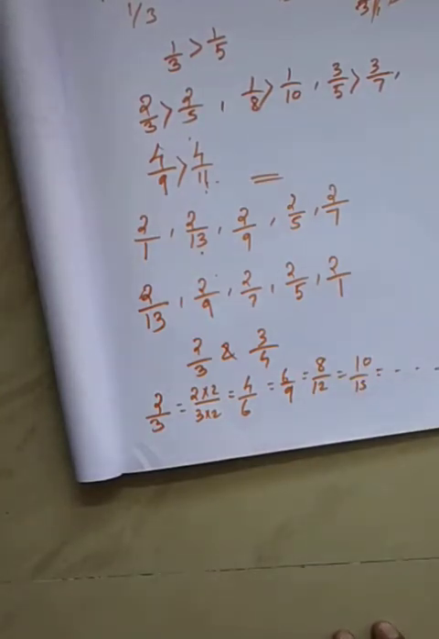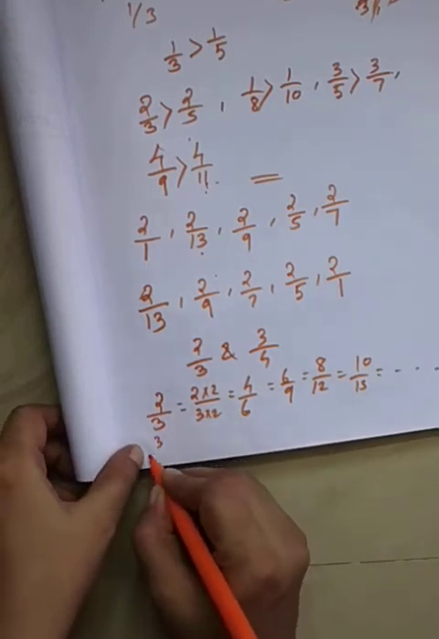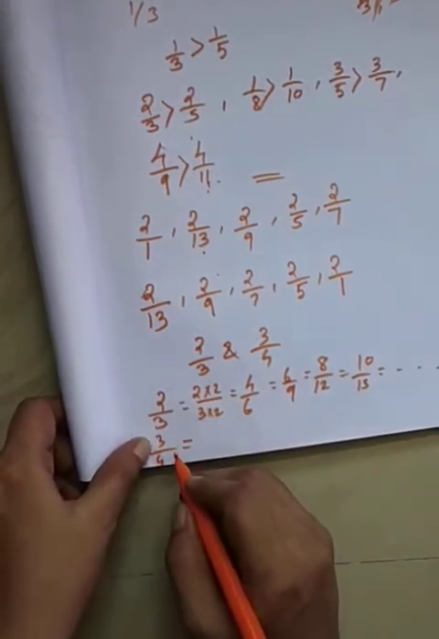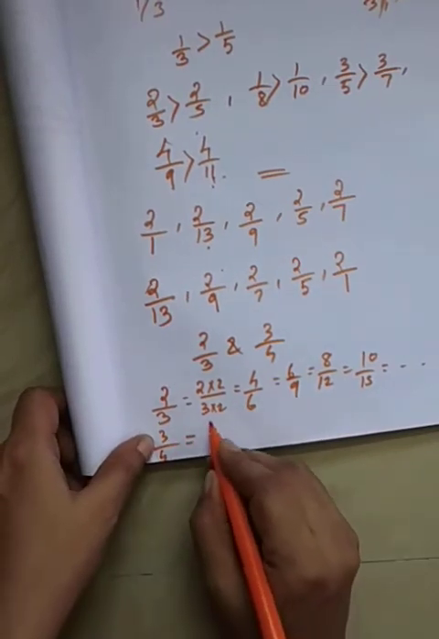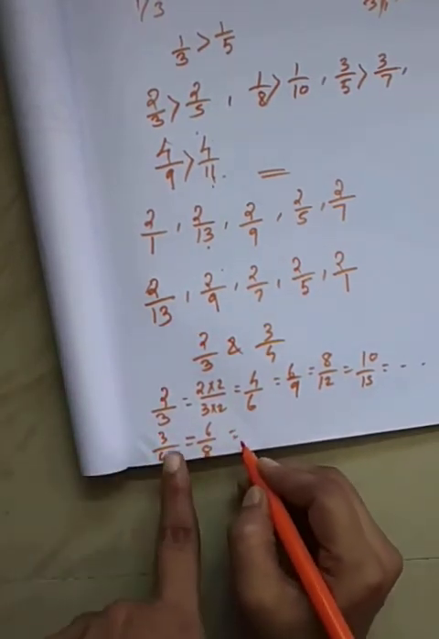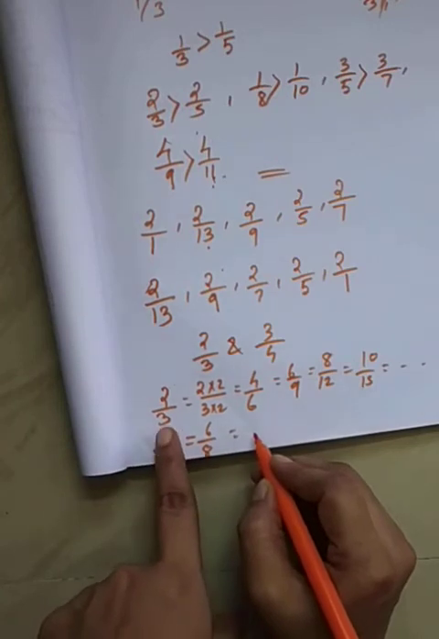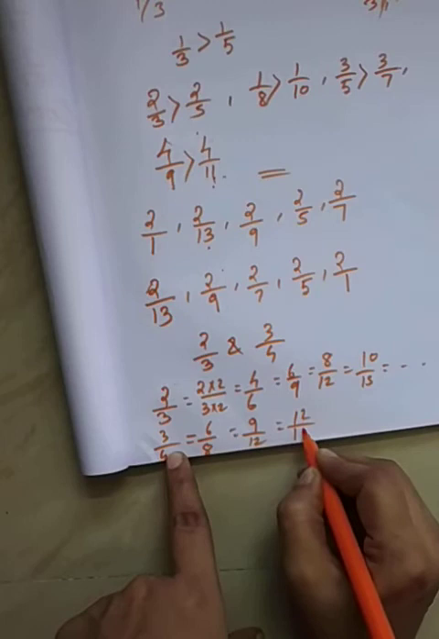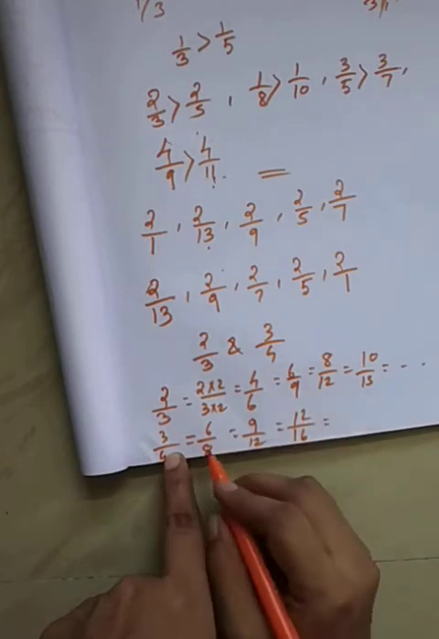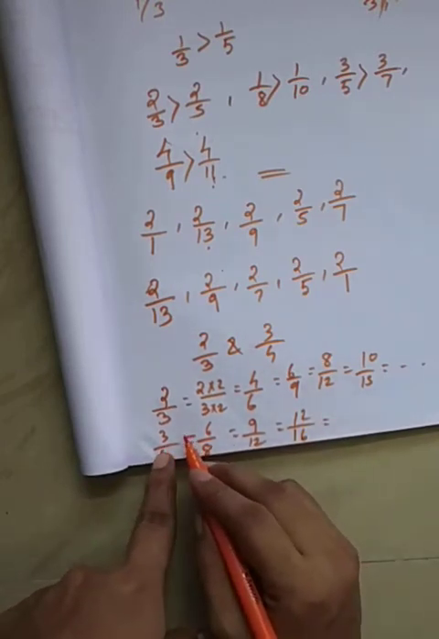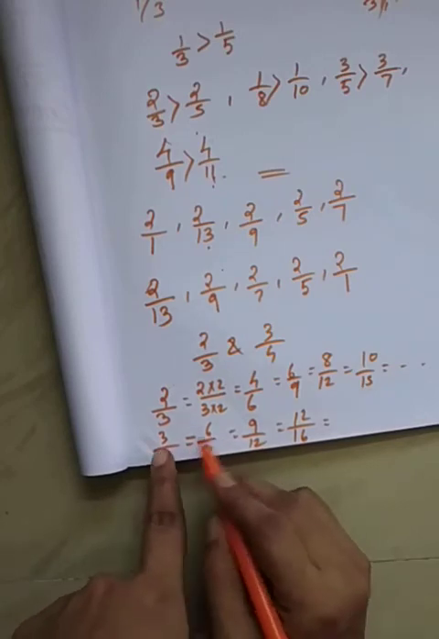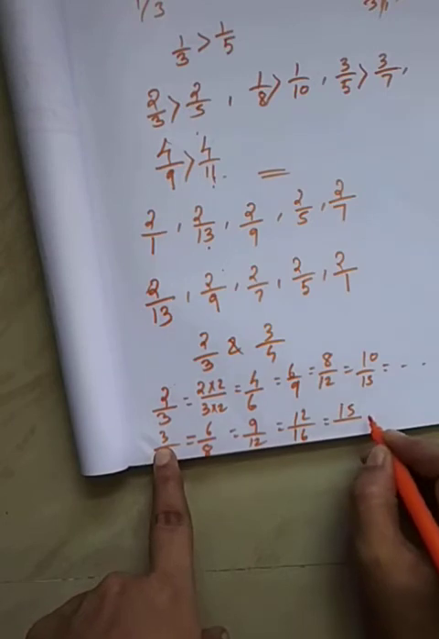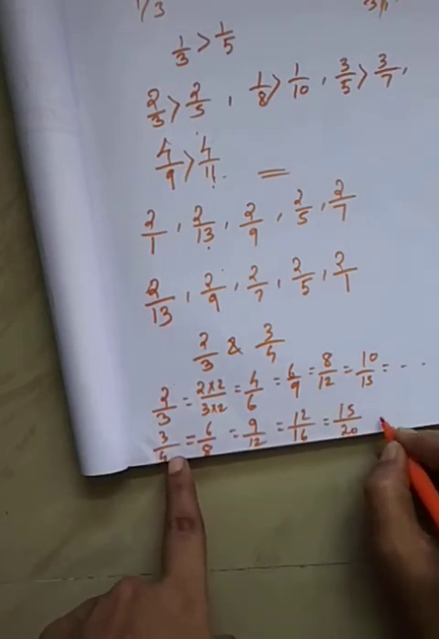Everybody clear? Next, you can take the other fraction 3 by 4. 3 by 4, multiply numerator and denominator by 2. What will you get? 6 by 8. Next multiply both numerator and denominator by 3, means 9 by 12. 12 by 16. Okay. Next, multiply by 5. 3 into 5, 15. 4 into 5, 20, etc.